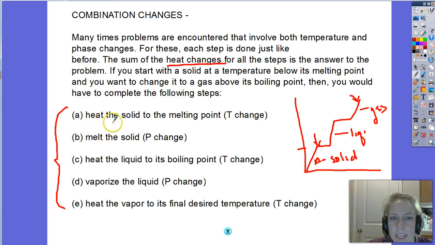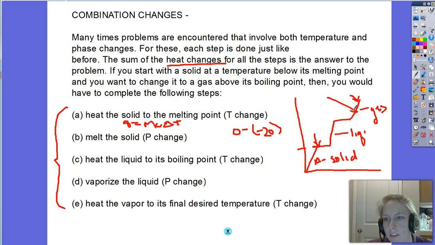First, we'd have to heat the solid to the melting point. So we'd have whatever our final temperature is, so that would be the melting point. In this case, if this was H2O, it would be 0, because 0 is the melting/freezing point. So we would have 0 as the final temperature minus whatever they said it started at, so let's say -20. And we'd be using Q equals MC delta T, because there's a temperature change. All of the sloping sections, we use Q equals MC delta T.